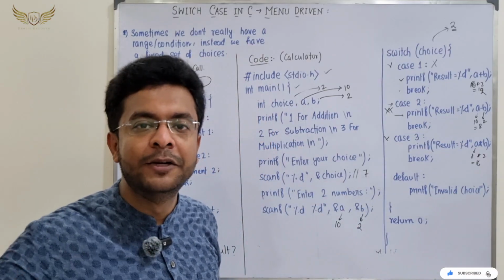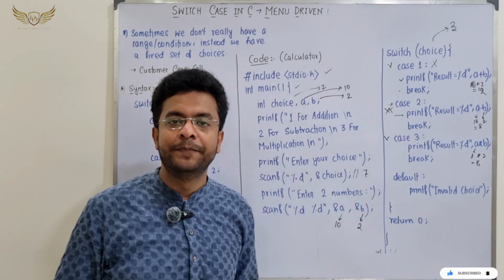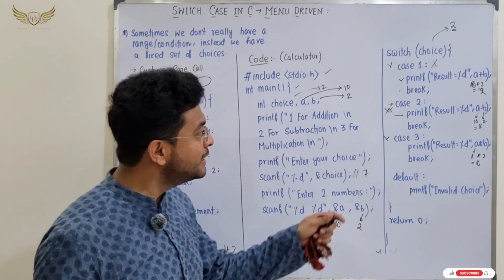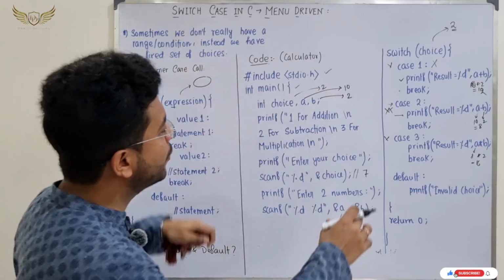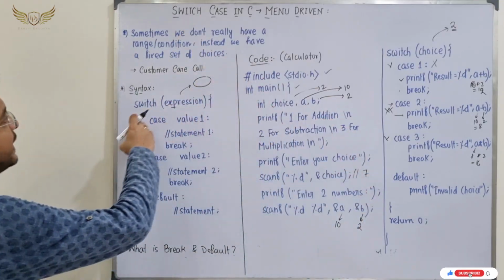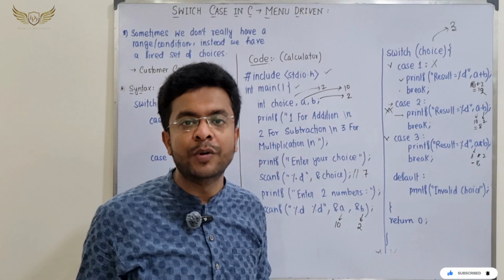That will be displayed to the user. That is the way default is working, right? So this is how you can make a calculator using the switch case. And I hope that whatever we have talked about so far, the syntax and why we need it, is really clear and easy to understand.